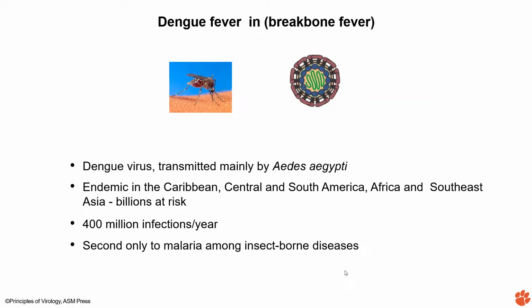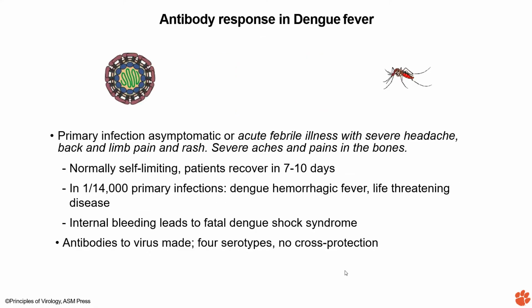But the important part is dengue, which is also called breakbone fever and is probably the most important after malaria. Let's take a look at what happens here. The descriptive part I'm not describing; just read it one time. It causes a severe febrile illness, but I'm only talking about the important part. One in 14,000 primary infections develops dengue hemorrhagic fever, which is life-threatening. Most people recover within 7 to 10 days.